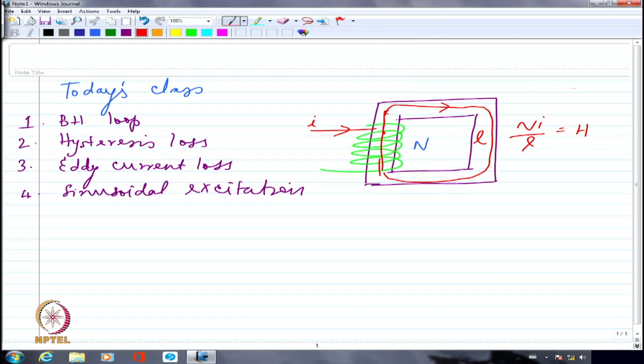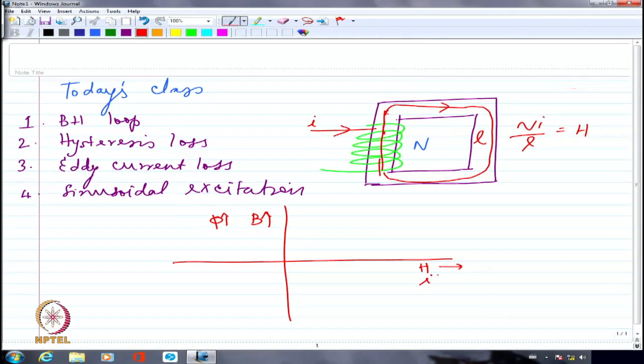Now what we were plotting was that with respect to this H or with respect to the current, we were plotting what is the flux or flux density. That's what we actually called the magnetization characteristics. So what we were having was something like this. This is the plot which is having H in its x-axis and B in its y-axis. I may say this is phi in the y-axis, whereas in the other case it may be I. Either way is fine. Okay? So I am trying to plot this.